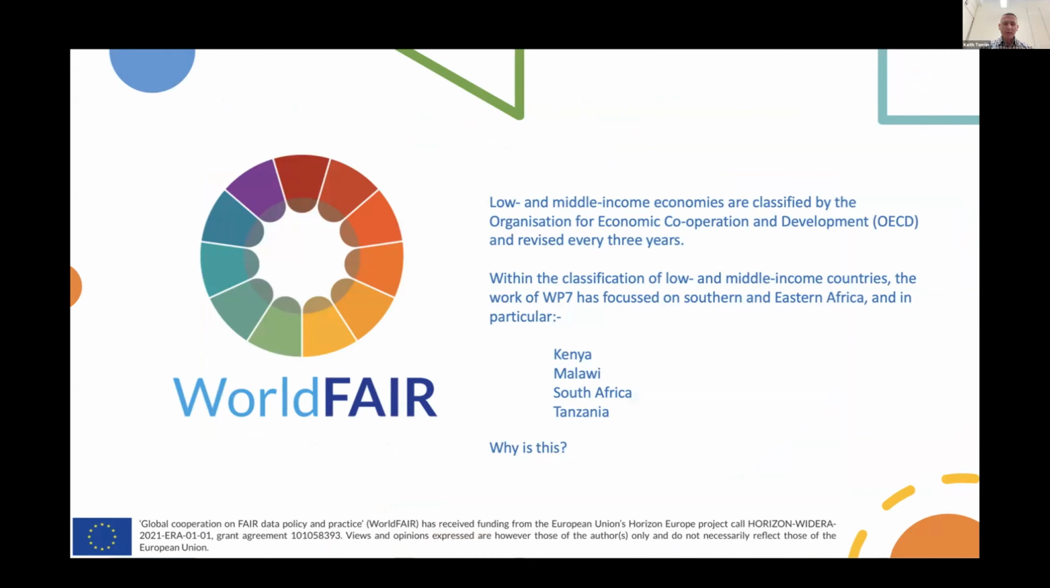Within Work Package 7, we have focused very much on Southern and Eastern Africa, and in particular in Kenya, Malawi, South Africa and Tanzania. And there are many settings that are very similar to the countries that we've worked in, the countries in which we've generated data, and in which we have worked on implementing FAIR practices. But there is a clear reason as to why our focus has been on this part of the world, and it's all to do with the origin of Work Package 7 itself.